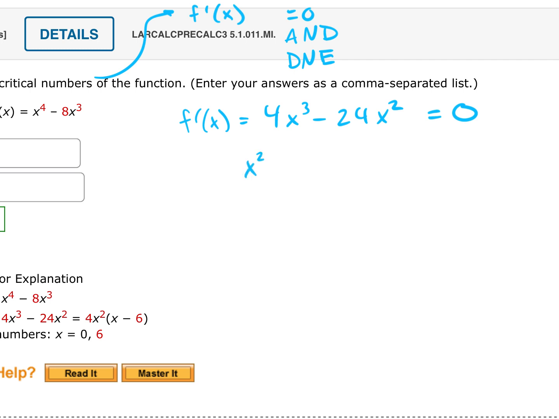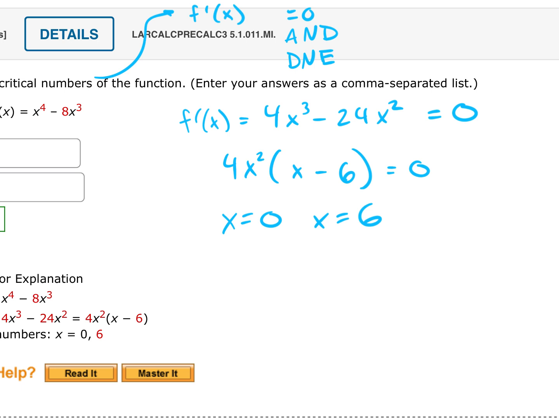Take out the x squared. Perfect. We're left with, we can take out the 4x. That works even better. We're left with x minus 6. So we have x equals 0 and x equals 6.